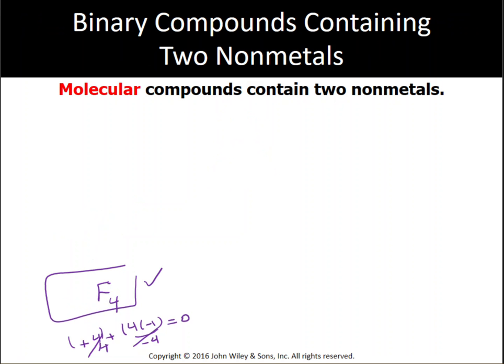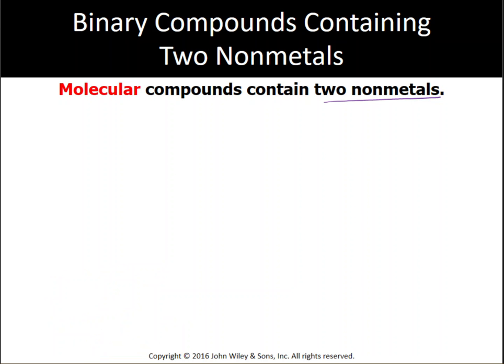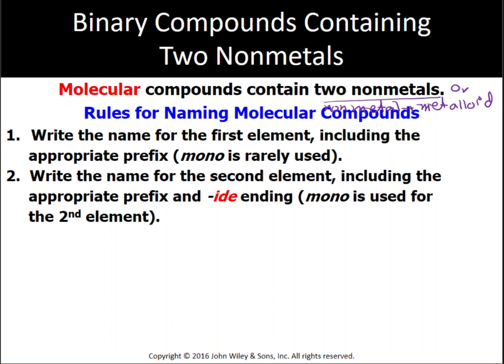So we're done with binary ionic. Now let's look at binary molecular compounds. Molecular compounds are compounds that are composed of two nonmetals or even a nonmetal plus a metalloid. So these are the rules for naming molecular compounds.